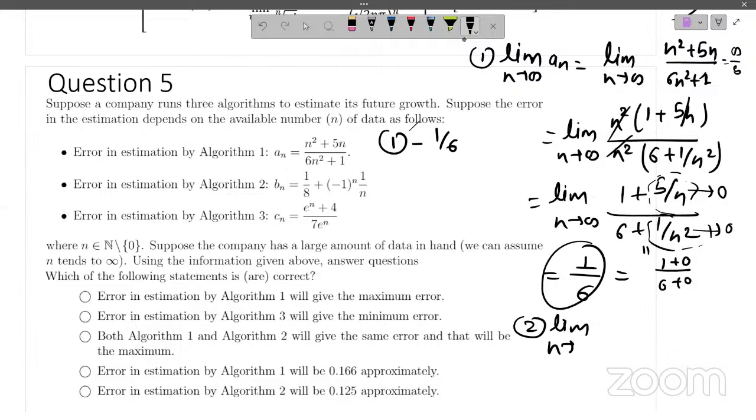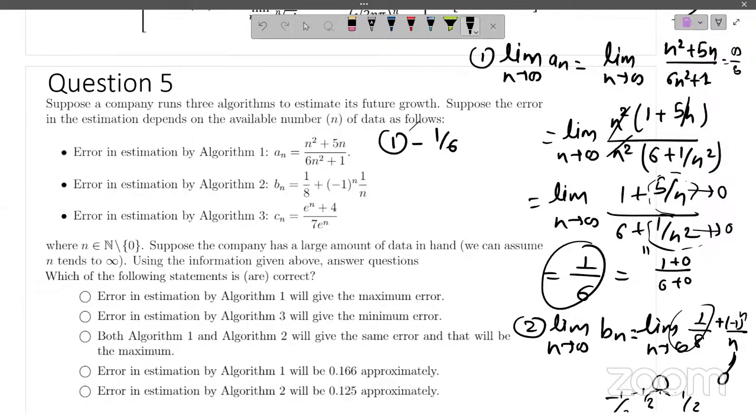So it is the limit as n goes to infinity of bn, that is, 1 by 8 plus (minus 1) to the power n of 1 by n. As n goes to infinity, (minus 1) to the power n by n goes to 0, because we have minus 1 by 2, 1 by 2, then minus 1 by 3, 1 by 3, so we come closer and closer to 0. So the limit of this term is 0, and the constant 1 by 8 won't be affected. So the limit we get is 1 by 8. The second is 1 by 8.